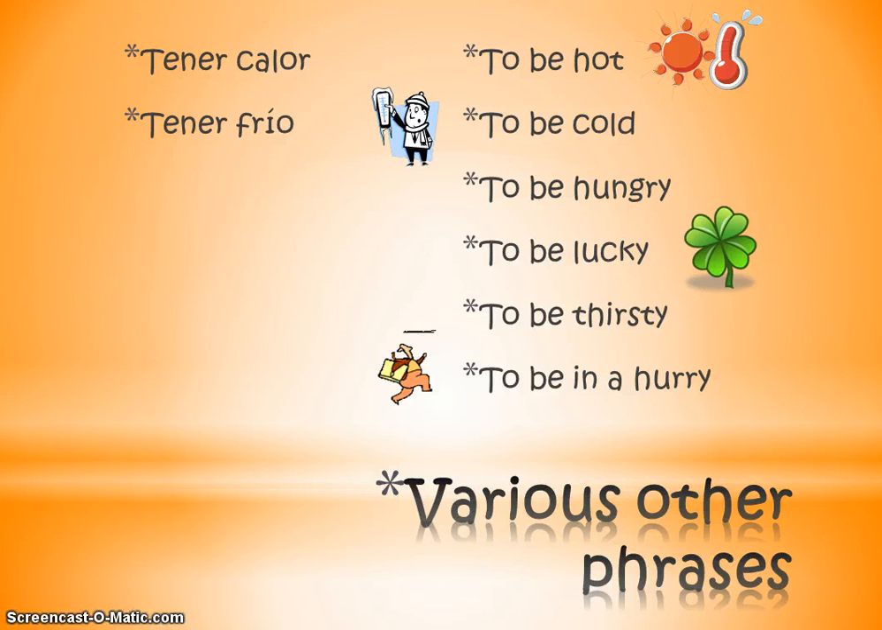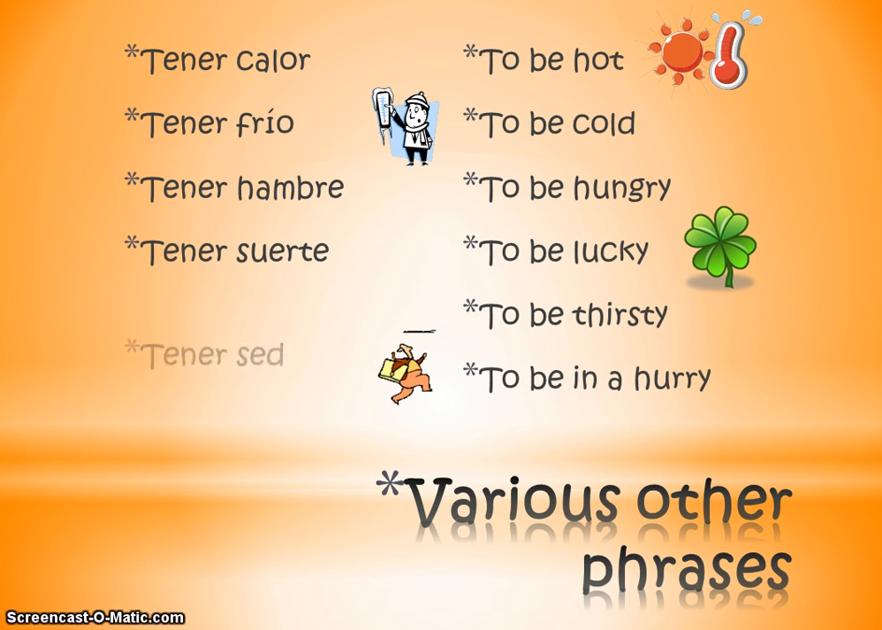You use tener with the phrase to be hungry, tener hambre. With the phrase to be lucky, tener suerte. You also use tener with the phrase to be thirsty, tener sed. And finally, you use tener with the phrase to be in a hurry, which is tener prisa. So you always conjugate the verb tener the same, but it sometimes has different meanings in sentences. So make sure that you are memorizing these phrases and you're cautious of which verbs you're using.